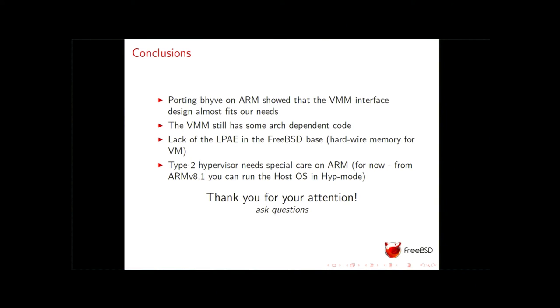So to conclude, basically we ported bhyve on ARM. Porting bhyve on ARM showed that the VMM interface design almost fits our needs. The VMM code still has some arch-dependent code which would be removed. As I've told you, we lacked support for LPAE in the memory management system for ARMv7. And also a Type 2 hypervisor needs special care on ARM. So basically we had to create that bridge in hyp mode in order to be able to execute the hypervisor instructions from the host OS. Thank you very much, and if you have any questions, I will answer them. Thank you.